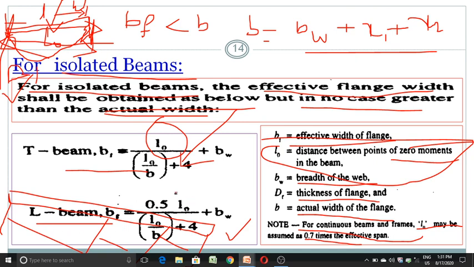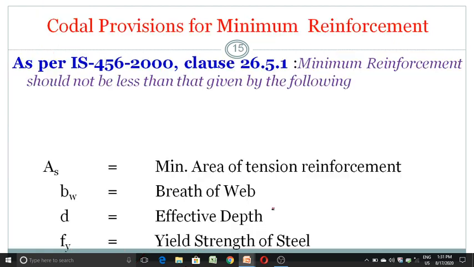And if you want to calculate L naught for this, how many spans do we have? We have 3 spans, and as it is a continuous one, how much do we have to take? 0.7 times the effective length, 0.7 into the effective length L. So this value will give me the L naught for continuous beams or slabs. So this is how we calculate L naught values for simply supported as well as continuous conditions, right?